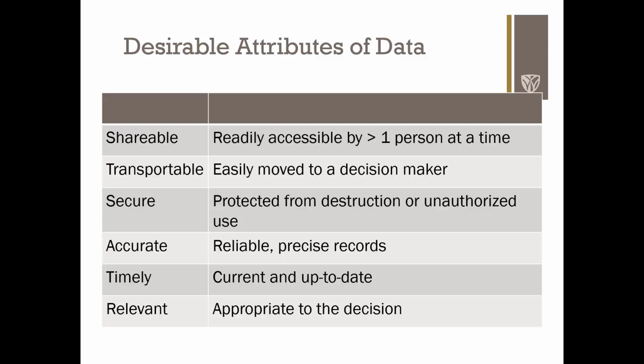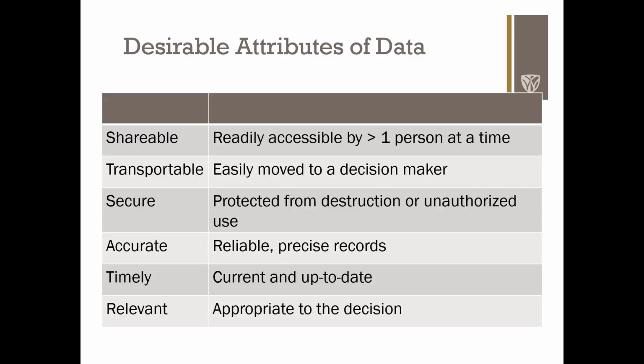But first, let's think in terms of desirable attributes of the data that we capture, store, and use. We want it to be shareable so that multiple people can access it at the same time. We want it to be transportable so it's easy for people to access it who need it. We want it to be secure, so it's going to be protected from unauthorized use or destruction from natural events or whatever it might be. We want it to be accurate.